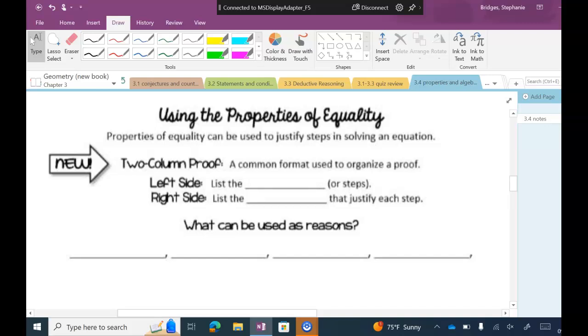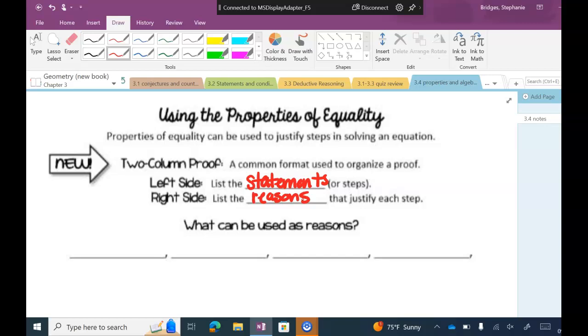Yes? So when we're writing proofs, you have to write everything. You cannot assume that I know anything. When we write proofs, you have to be teaching me. So you have to take each step, lay it out, and then also you have to justify it. The first side is going to be the statements. That's what I just said a minute ago. And we'll see what it looks like here in just a minute. And then the right side is going to be listing the reasons that justify each step. Okay, you have to justify everything. You cannot assume I know anything.